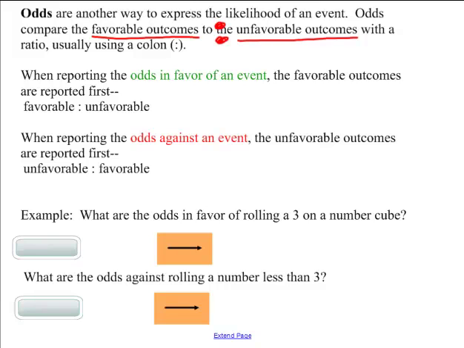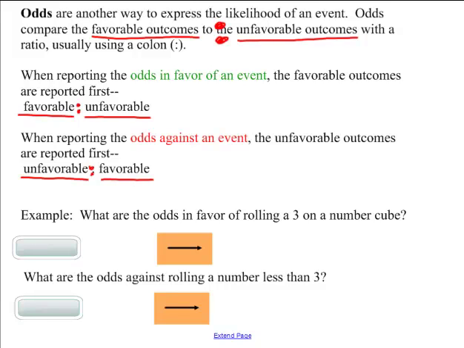So when reporting the odds in favor of an event, the favorable outcomes are reported first. So favorable, unfavorable. When reporting the odds against it, like what are the odds against you getting 100% on the next test? You put the unfavorable ones first, and then the favorable ones. So they've said that word a million times. It's starting to sound weird. Let's actually do an example.